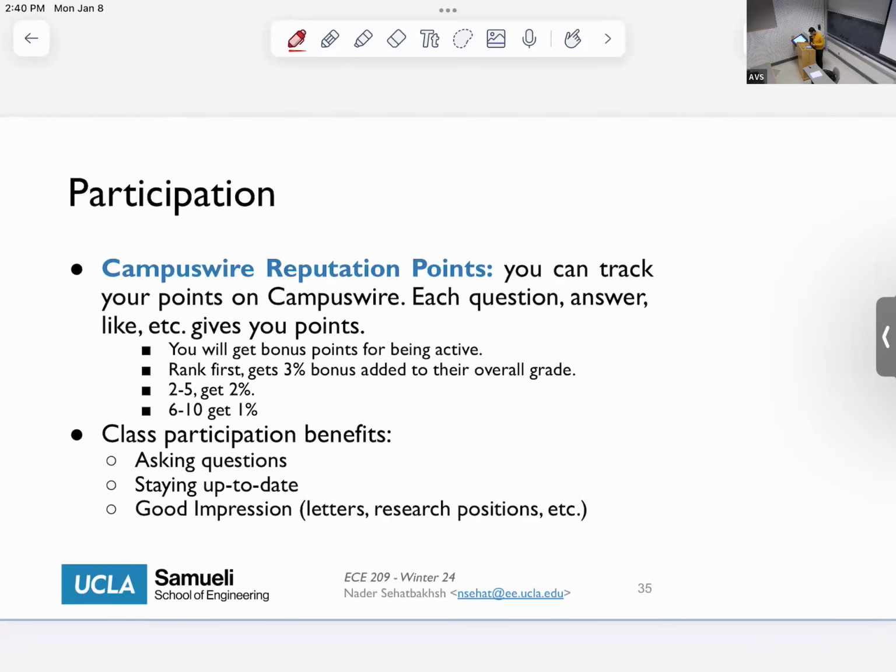So we're going to use Campus Wire reputation points to give you bonuses. This part is completely optional. With reputation points on Campus Wire, if you ask or answer questions, you get some points, like 2 points for asking a question, 4 points for answering, stuff like that. The way I'm going to give bonus points is that the person with the highest reputation points gets 3% added directly to their final grade, whatever it is. Then ranks 2 to 5 get 2%, and 6 to 10 get 1%.